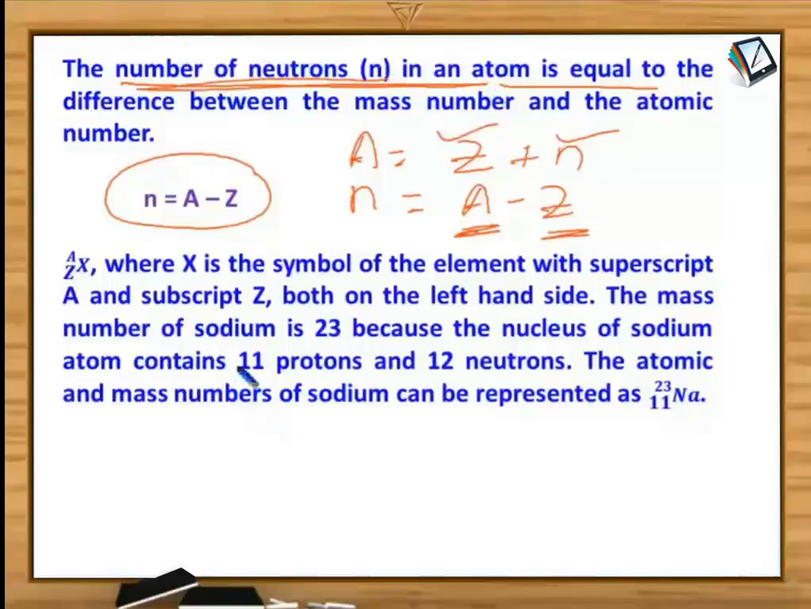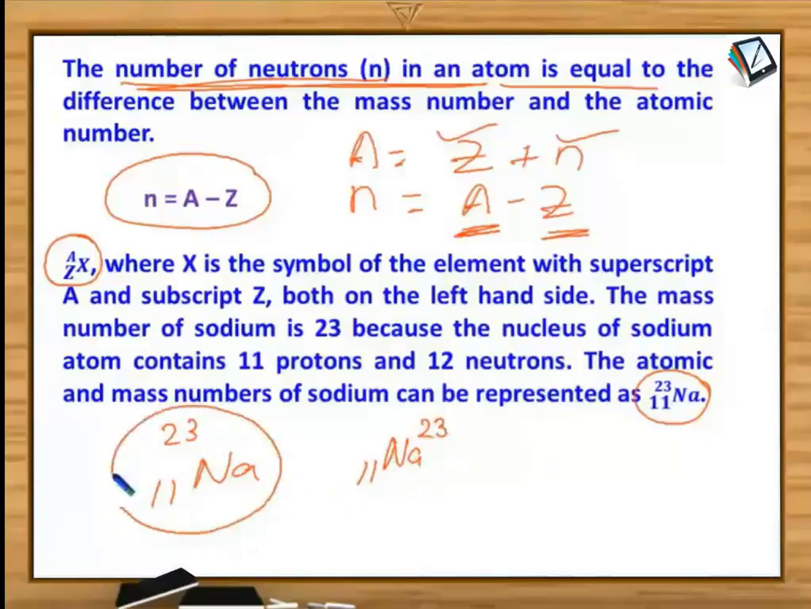We represent the atomic number and mass number of an element X in this particular way. This is an element with symbol X. A indicates the mass number and Z indicates the atomic number. When we take the case of sodium, it is like this: 11Na23. Actually we need to write it on the left-hand side, but because of technical printing problems, generally in books they give the atomic number on the left-hand side as a subscript and the mass number on the right-hand side as a superscript. But actually we need to write it in this particular way.